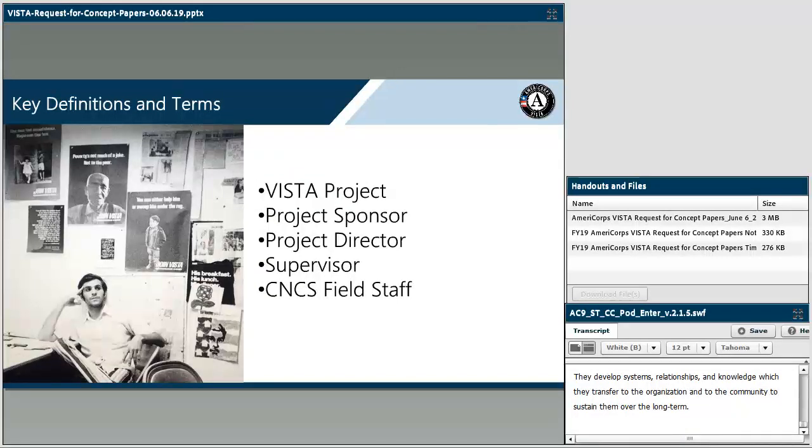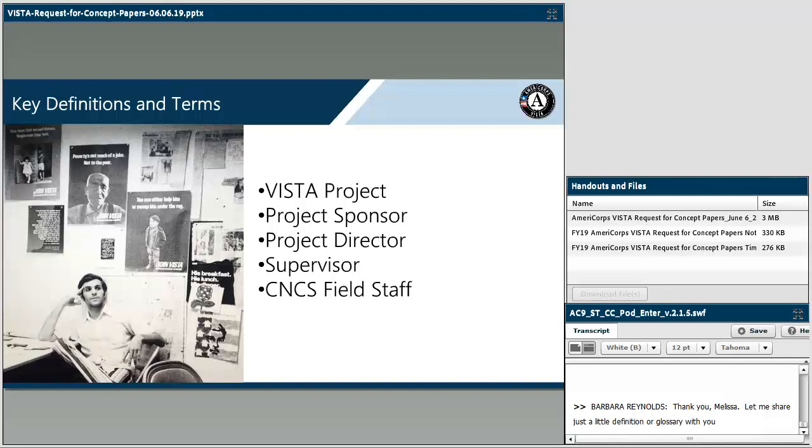Great, thanks, Melissa. Hey, it's Barbara again. I'm going to jump in and share just a little definition or glossary with you. We want to review some of our key definitions and terms. I did see in the chat just a minute ago when we asked about your experience, a number of folks indicated VISTA. So these terms may be super familiar to you. Please hang on with me for just a minute as I run through them. Just want to make sure that the lingo that we're using is really clear as we keep moving forward.